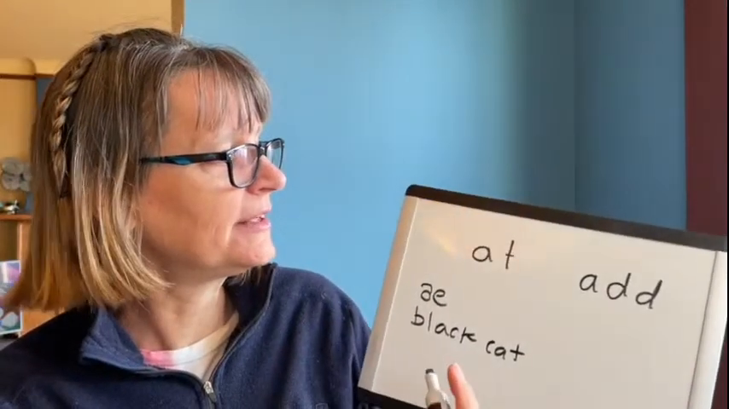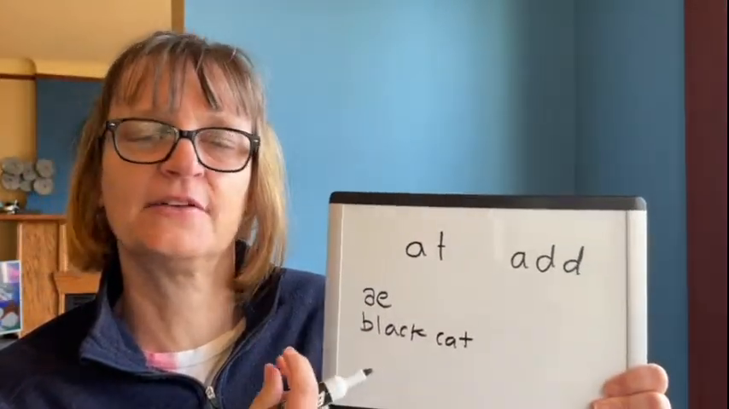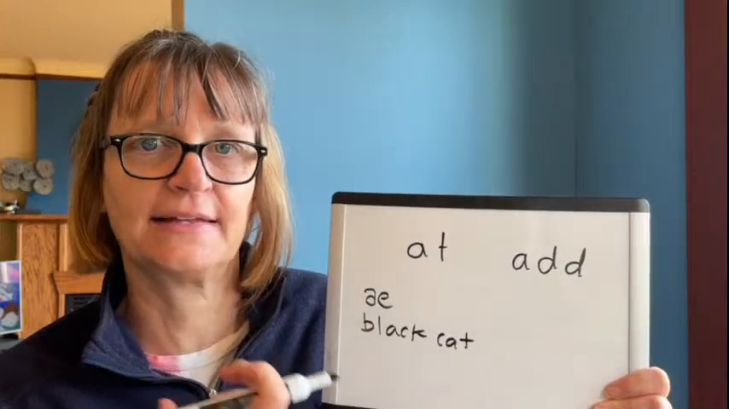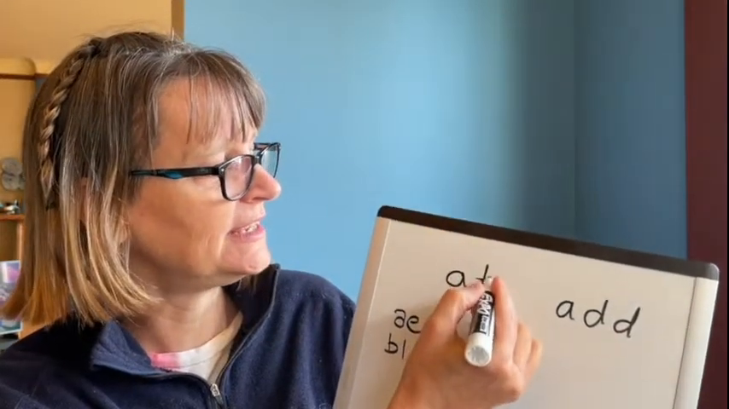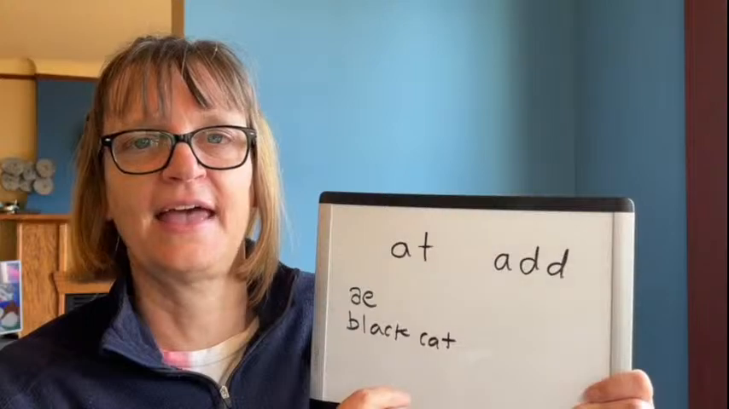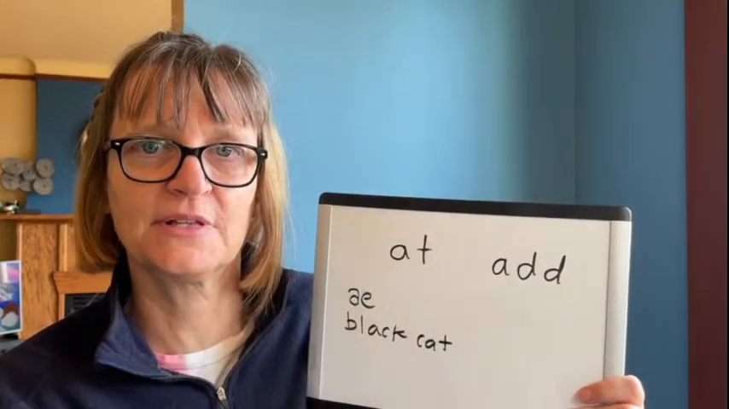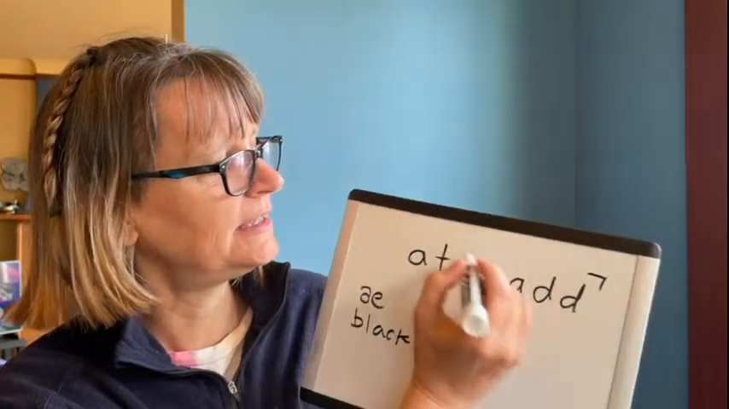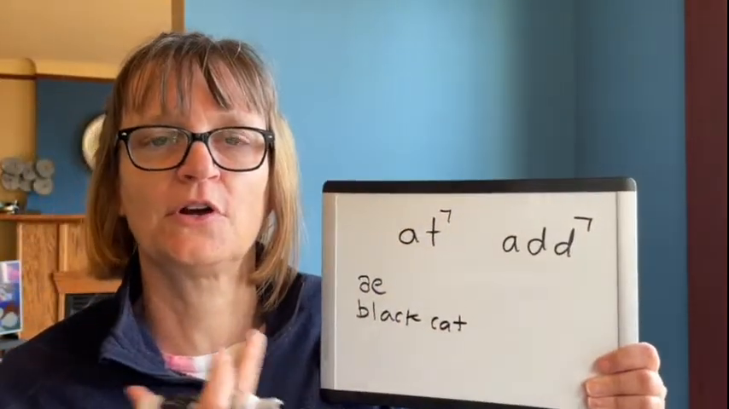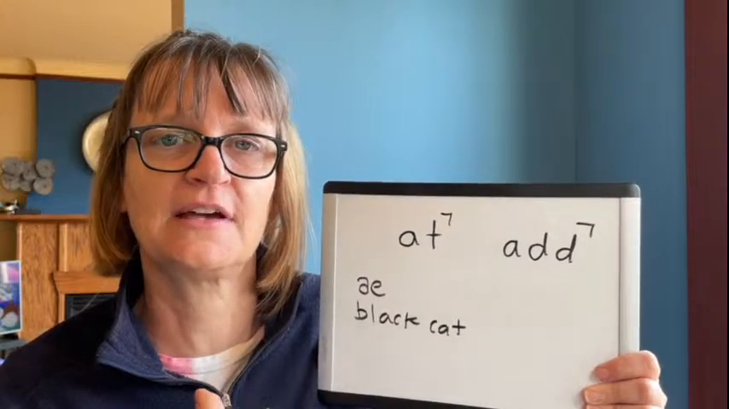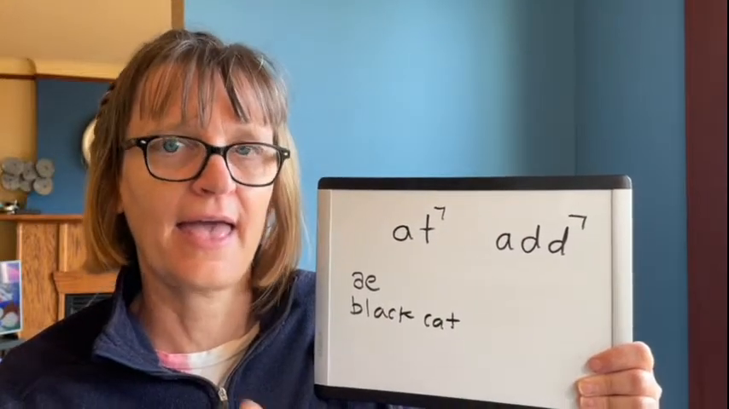Because in American English, we don't always say at. I don't say I'm at my house, at, with a strong released T. Or I don't necessarily say I'm going to add that with a D that gets released. Both T and D at the ends of words are often unreleased, so it would sound like at and add.